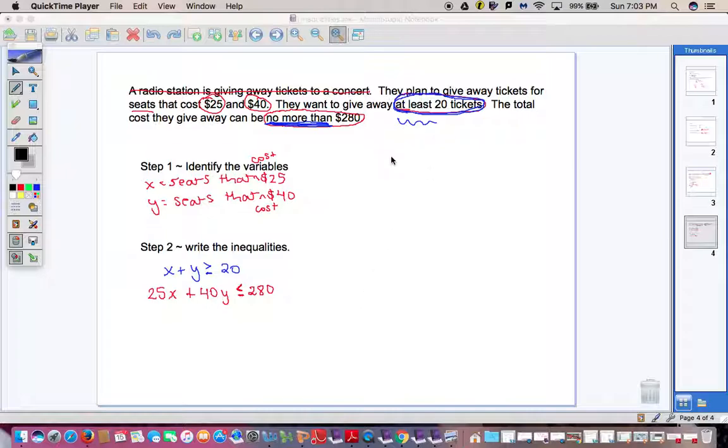Okay, so that is how we set this up. It's very, very similar to an equality or an equation, but our only difference is that these are inequalities, so we're using different symbols.